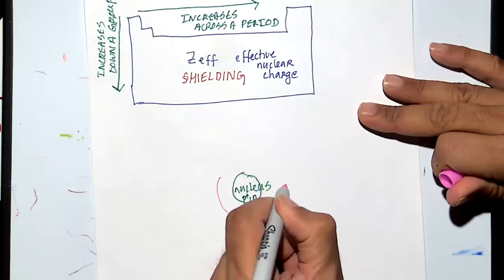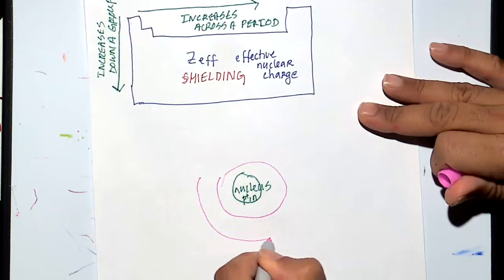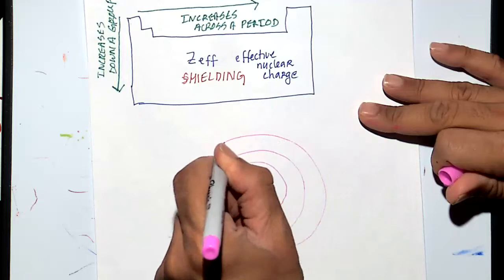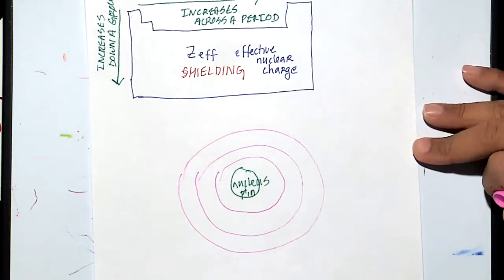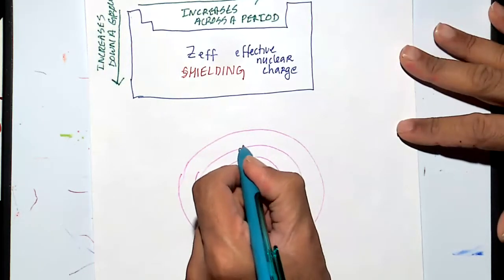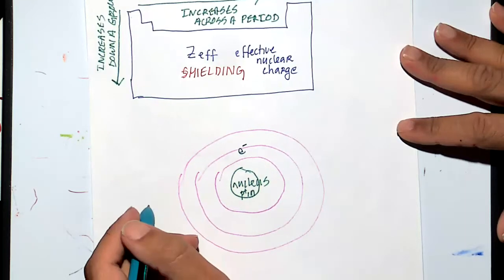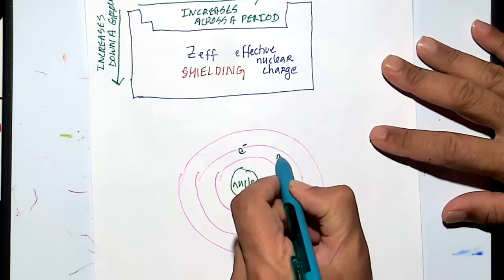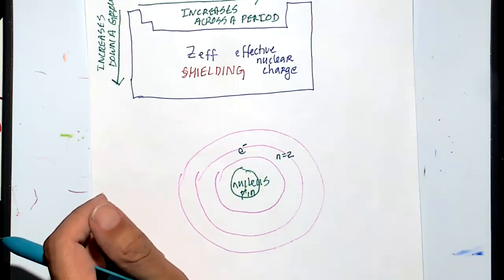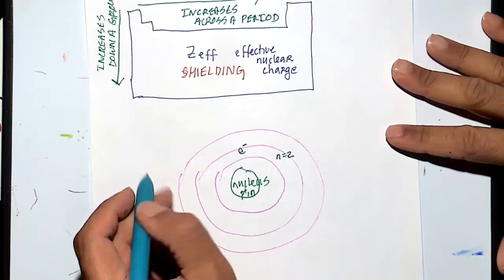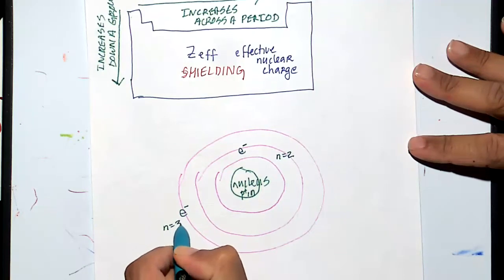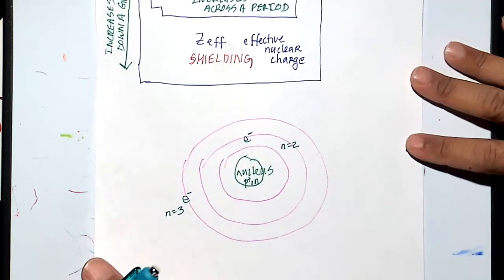So I'll call you an electron here. And this is where you reside. You're going to reside in energy level 2, period 2, principal quantum number 2. And the other student over there, he's going to reside in principal quantum number 3, let's just say. This is just an example. Energy level 3, principal quantum number 3.